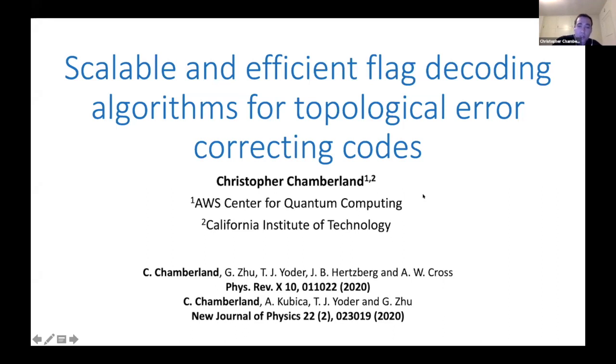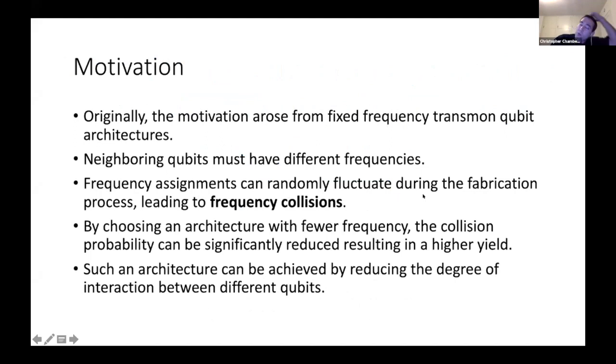Originally, this work was motivated while I was at IBM from the fact that we considered quantum computing architectures that were based on fixed frequency transmon qubits. In this type of architecture, if you want to have interactions between neighboring qubits, they need to have different frequencies. But during the fabrication process of the chips, there are some random fluctuations in the frequency assignments, and so on occasion you can have two neighboring qubits that have the same frequencies, and in that situation you wouldn't be able to do gates between those two qubits, and so that's pretty detrimental.